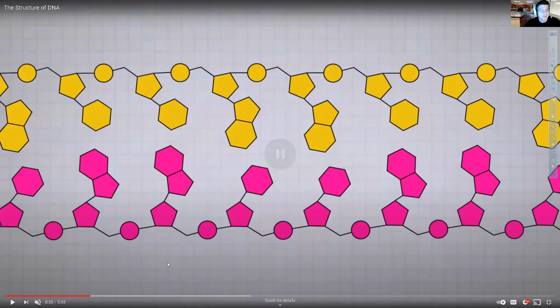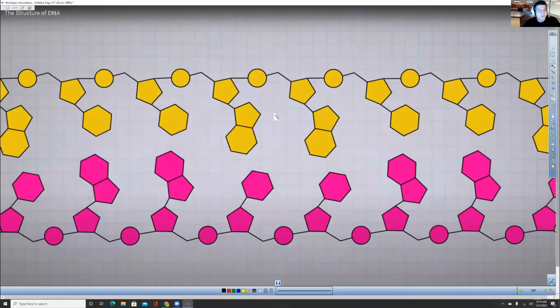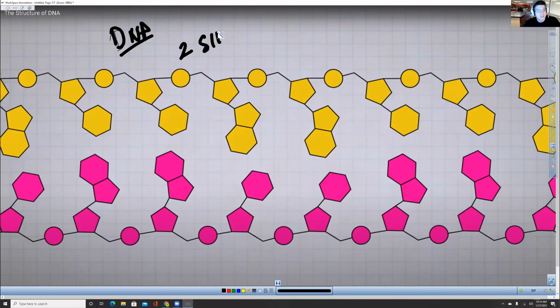Now, as we're looking at it here, the big thing to notice is, how many sides do you see? Two. Right, there's two sides. So when you're looking at DNA, and let me make this a little bit thicker because it's hard to see, DNA has two sides. So number one, we have to understand that about DNA.